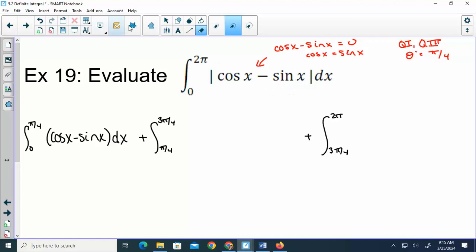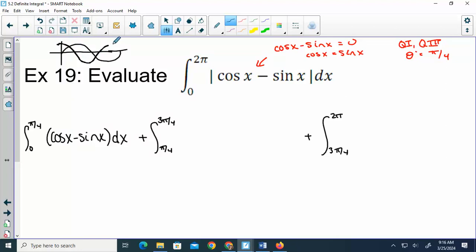If you don't like that, you could also think about the graphs. We know sine looks like this. We know cosine looks like this. So we know that cosine starts out on top, right? So cosine minus sine would have been positive between pi over 4 and 3 pi over 4.